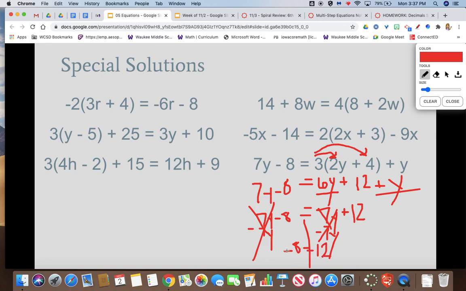Is that true? Does negative 8 equal 12? No. And since my variable has disappeared, that's a signal to me this is a special solution, and since the sides are not equal to each other, it's a no solution problem. Sometimes we'll abbreviate it as NO SOL with a period.